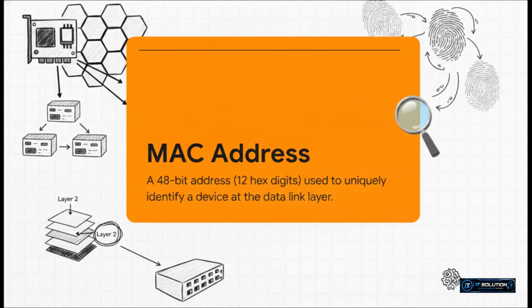Now, we just saw MAC addresses in that frame header, but let's take a second to define exactly what they are. A MAC address, which stands for Media Access Control Address, is a 48-bit address, typically expressed as 12 hexadecimal digits. You can really think of this as the permanent physical fingerprint of a network interface card. While an IP address might change depending on what network you connect to, the MAC address is the core unchangeable identifier that the switch uses at layer 2 to make all of its high-speed sorting decisions.